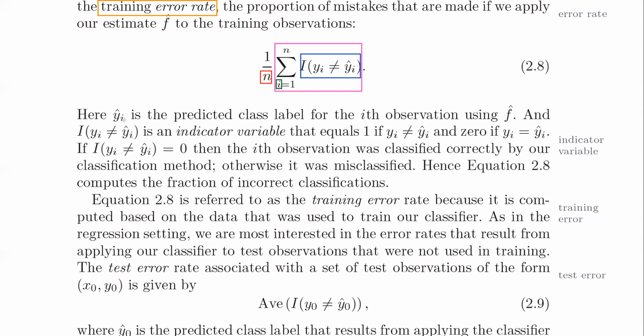Here, y hat i is the predicted class label for the ith observation using f hat. And this is the new notation: uppercase I just stands for indicator. And it is equal to 1 if you got it wrong, and it's 0 if you got it right. So if you've classified correctly, that's 0. It doesn't contribute to your error rate. If they're unequal, then that's a point against you. You need to look at this one as 1 point against your model.